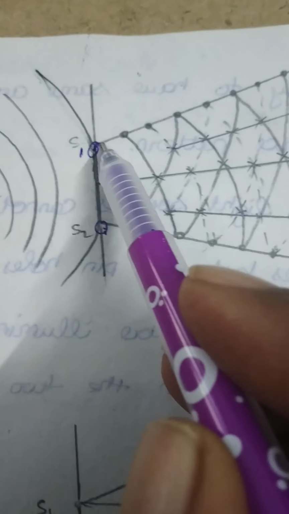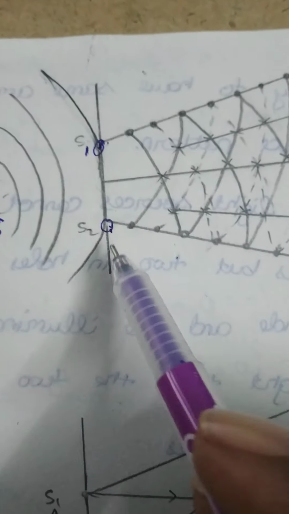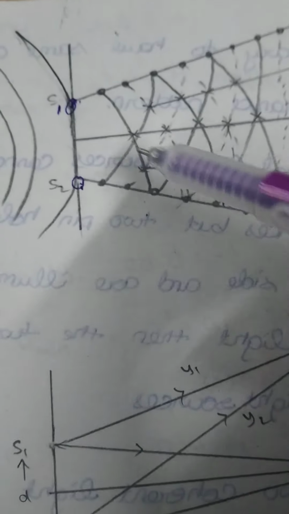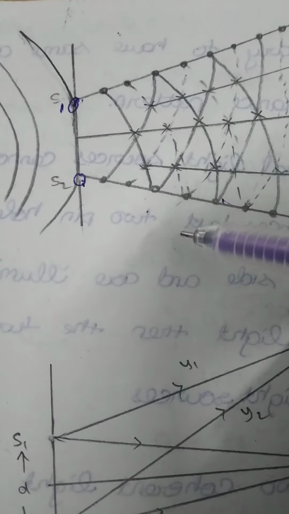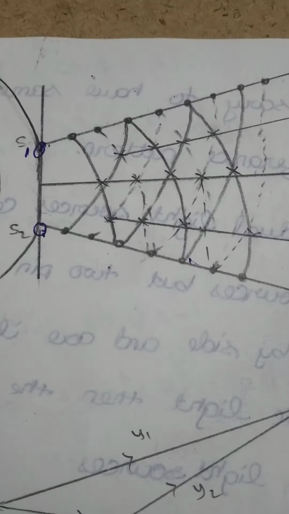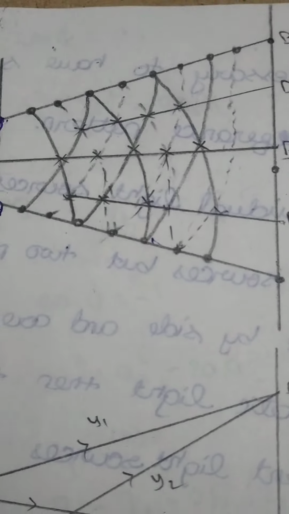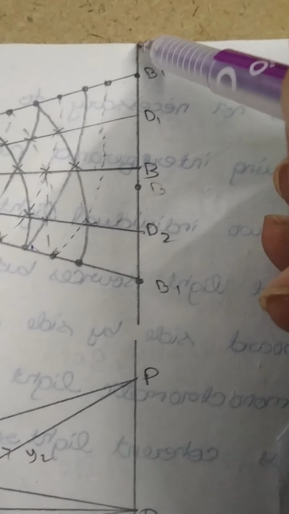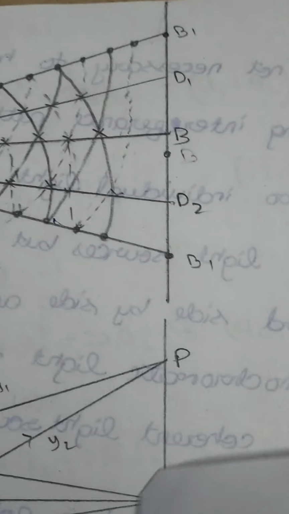So from S1 the light will be emitted. From S2 also light will be emitted. These two light rays are superimposed together to produce bright bands or dark bands on the screen. It is the screen kept at some distance from the sources S1 and S2. So, what is meant by constructive interference and also destructive interference? Constructive.